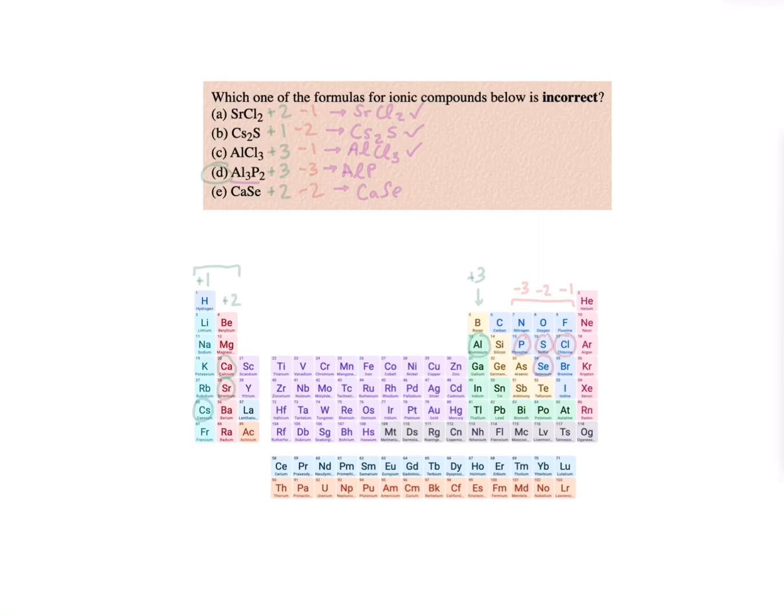We can practice determining which of these formulas for ionic compounds is incorrect by using the periodic table to look at the charges of the cations and anions that make up these ionic compounds. So using these left two columns, we know that the alkali metals will be +1 charge and the alkaline earth metals will be +2. And then going over here, we have the +3 cations.